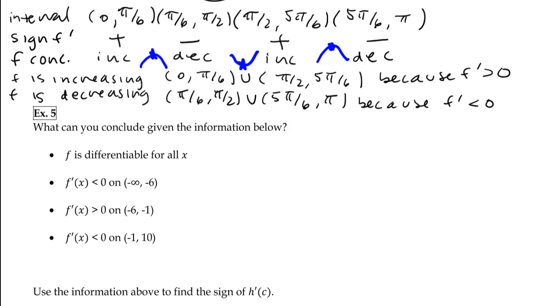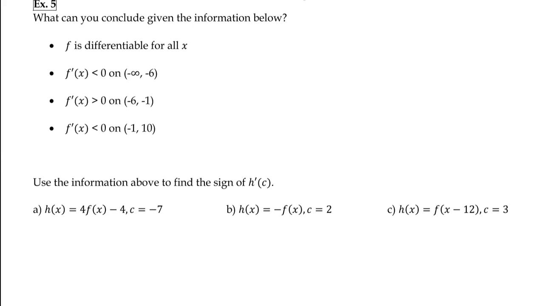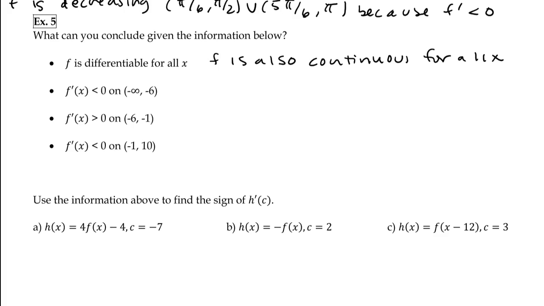Okay, let's go on to 5. What can you conclude given the information below? So we're leaving all of this work now, and now we're just talking about a couple quick problems. If f is differentiable for all x, what does that mean? Okay, remember differentiability implies continuity, so we know f is also continuous for all x. What happens on the next line if f prime is negative? That means f is decreasing on this interval. F prime positive, f is increasing on this interval, and if f prime is less than 0 on the next piece, f is also decreasing.